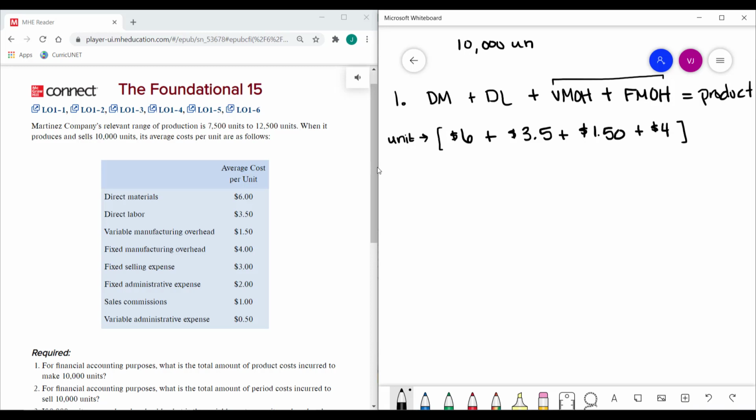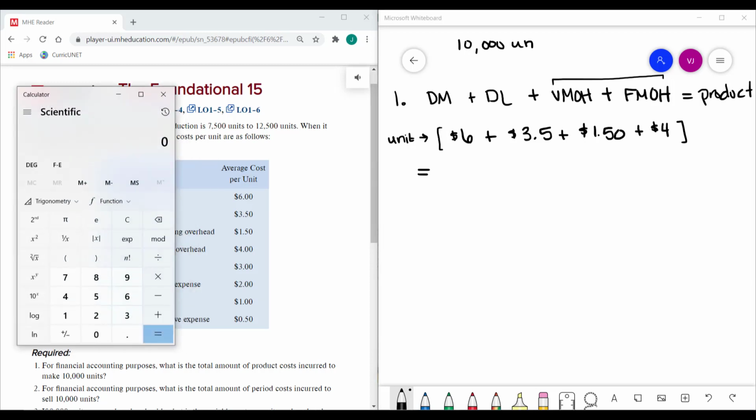More often than not, we won't work with fixed overhead on a per unit basis when we're making this calculation. We'll work with it on a total basis, since in total, the fixed costs will stay the same. But here, let's add together all of these per unit amounts. We have 6 plus 3.5 plus 1.5 plus 4. That's a total product cost per unit of $15.